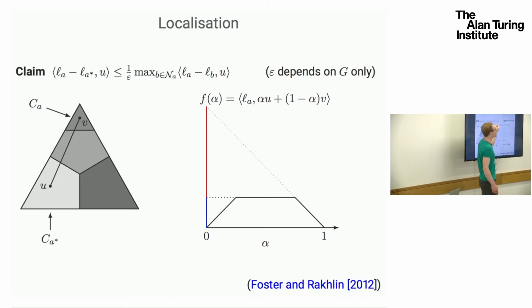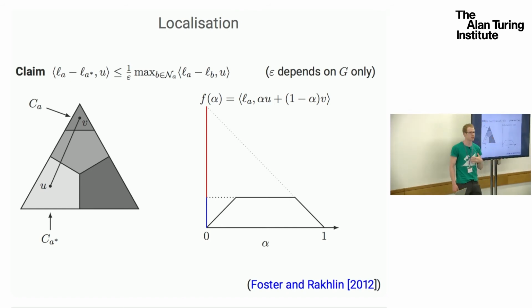So remember, NA is the neighbors of A and A itself. So if we have this claim, what we can say is we're going to bound the regret in terms of a sum of local regrets. And this is the important thing to apply the standard analysis of the regret for the local games. Okay? And the proof of this claim is not too hard, really.